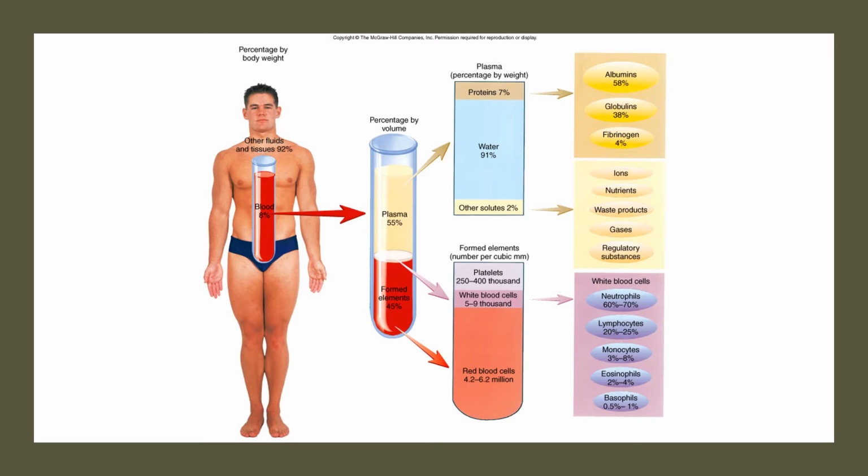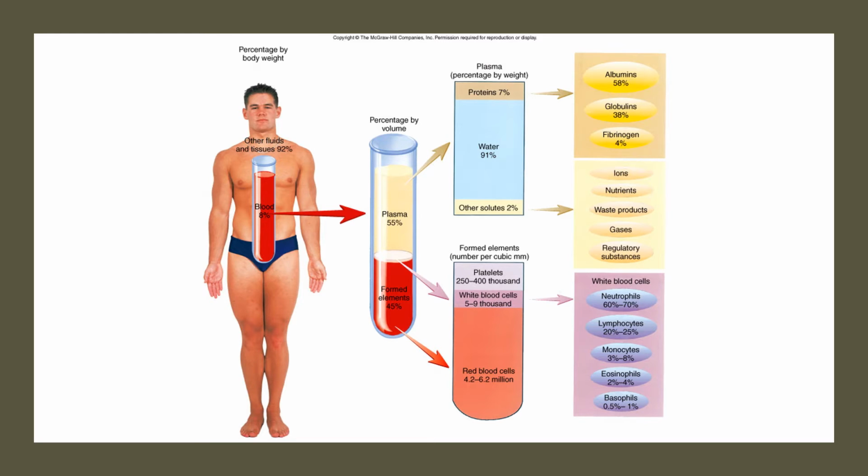The white blood cells include the neutrophils, which are 60 to 70% in number. You have your lymphocytes, 20% to 25%. Your monocytes, 3% to 8%. Eosinophils, 2 to 4%. And the basophils, 0.5 to 1%. And then the remaining components of the blood are your red blood cells, which is around 4.2 to 6.2 million in number.